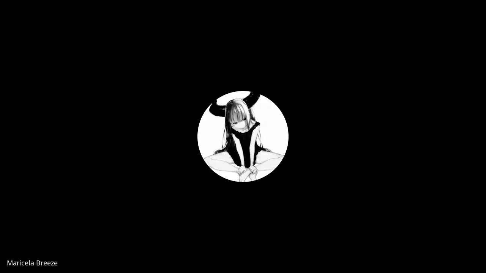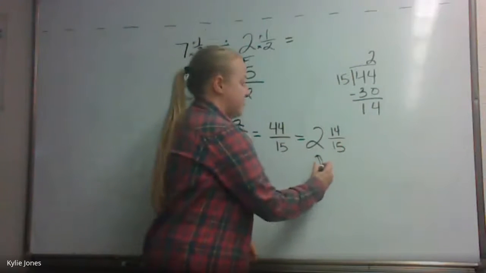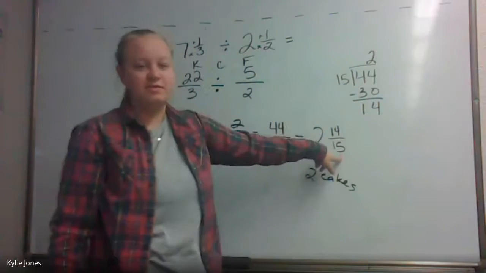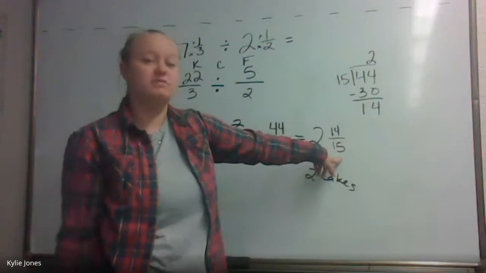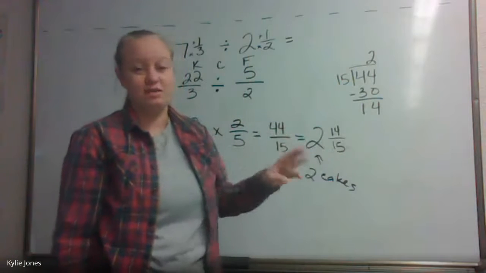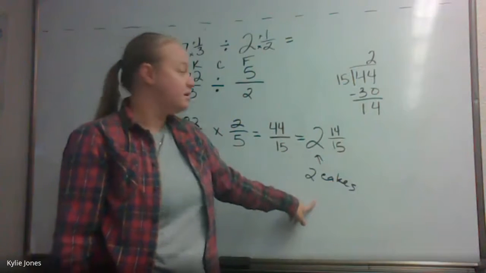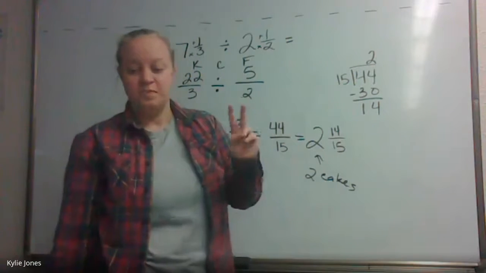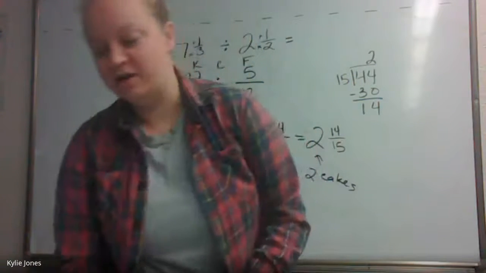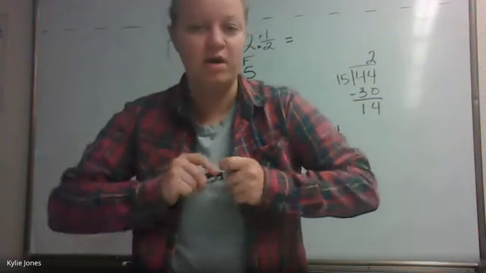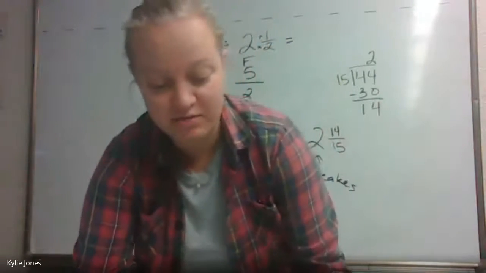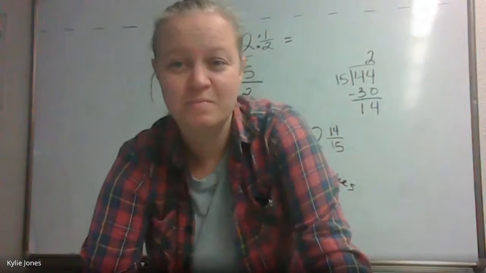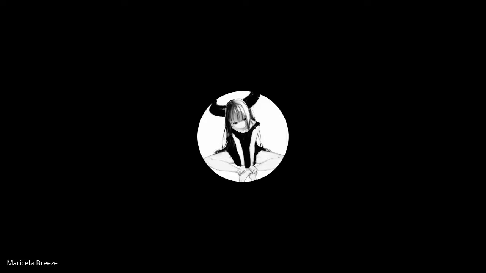No, she can actually only make 2 cakes. There's not enough sugar left over with 14/15 to make that third cake. She can only make 2 full cakes. So if we were to answer this question, it would only be 2 cakes because there's just not enough. It's like if you're trying to make it somewhere on a certain amount of gas, but you don't have enough gas. You just can't make it. Does that make sense? Why it's only 2 cakes?